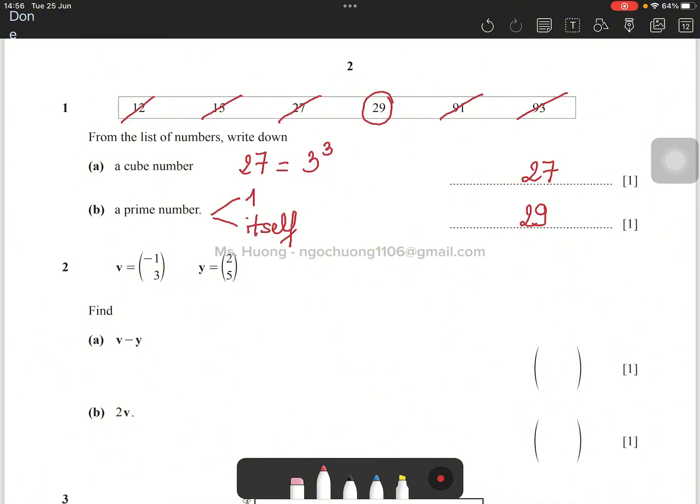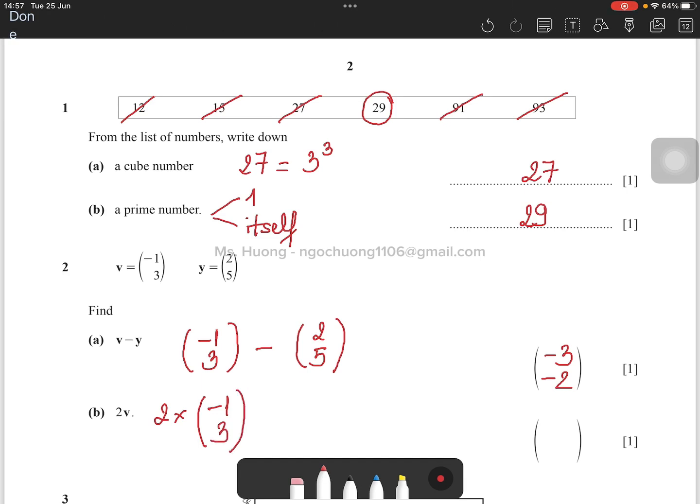Question 2. Find v minus y. You know v is (-1, 3), minus y, which means minus (2, 5). So -1 minus 2 is -3. 3 minus 5 is -2. And then 2v, which means 2 multiplied by the vector (-1, 3). 2 times -1 is -2, and 2 times 3 is 6.